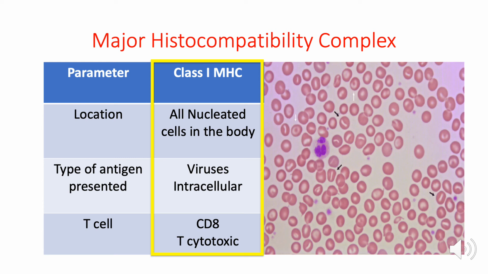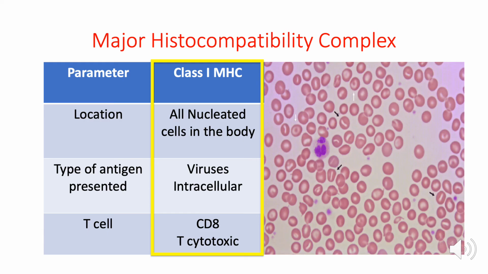Recall that Class I MHC is widely distributed in the body, particularly in all nucleated cells. In the case of malaria, the affected cell is the red blood cell. And you know very well, mature red blood cells do not contain a nucleus. So it follows that they cannot express Class I MHC.